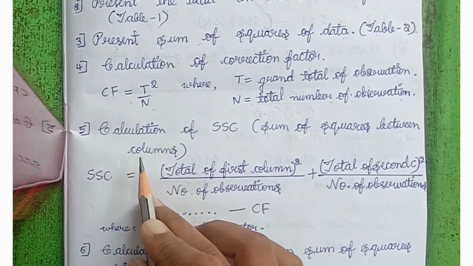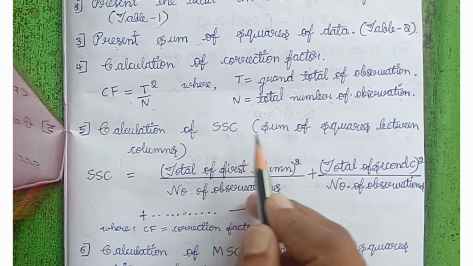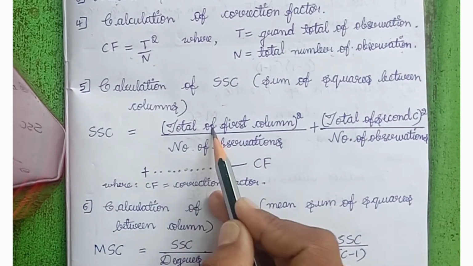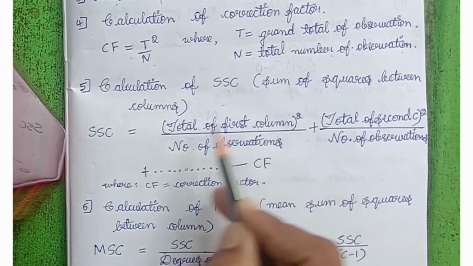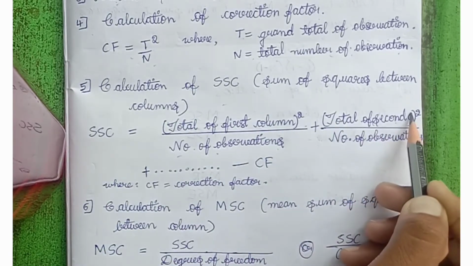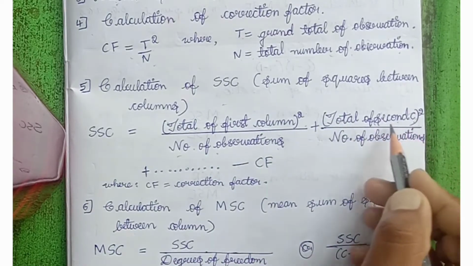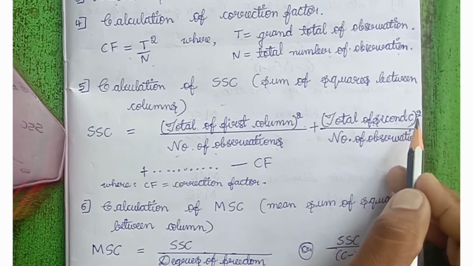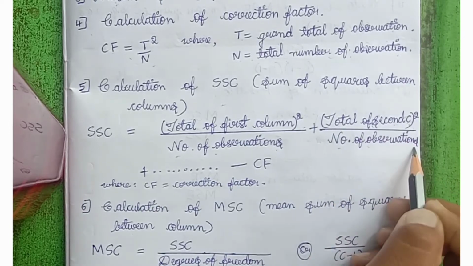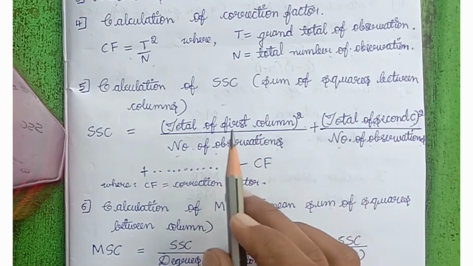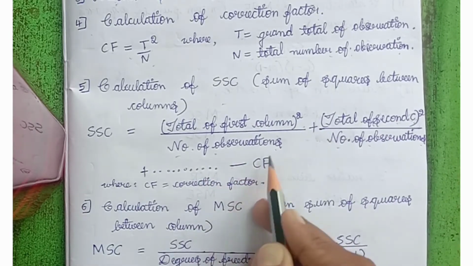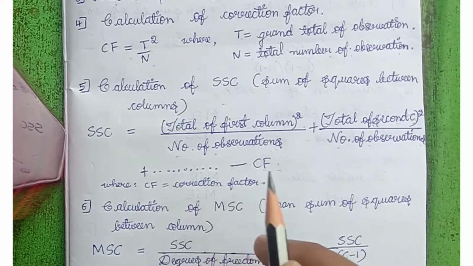So the fifth step is calculation of SSC. SSC means sum of squares between the columns. So SSC is equal to the total of the first column whole square divided by the number of observations, plus the total of the second column whole square divided by the number of observations. I have written it short here, but you have to write it in full. Up to how many columns there are, up to there we have to write, up to the nth. After that, minus the correction factor. CF means correction factor.